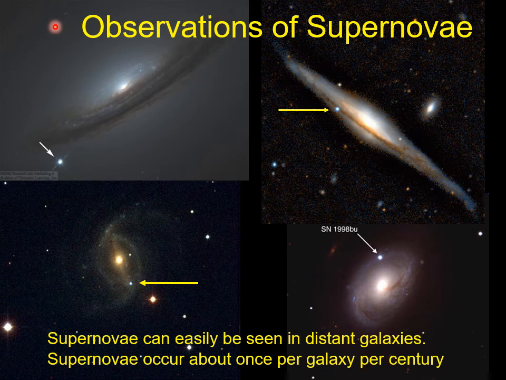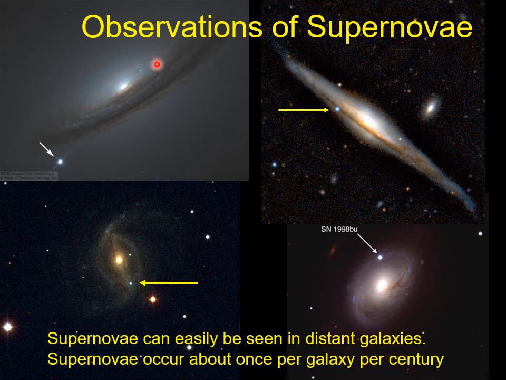So they're very easy to observe. We can see them across the universe. And they happen about once per century in a galaxy. Fortunately, there are so many galaxies to observe that many supernovae have been observed. So here's a sampling of some actual images.